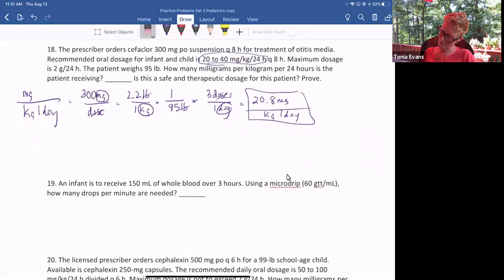Let's see. Maximum dosage. Wait a minute. There's another little part to this. We've got a maximum dose. All right, hang on. Let's make sure. So if we're getting 20.8 milligrams per kilogram per day, we're getting 300 milligrams PO Q8 hours. I want to know how many milligrams per day, because actually I want to know how many grams per day.